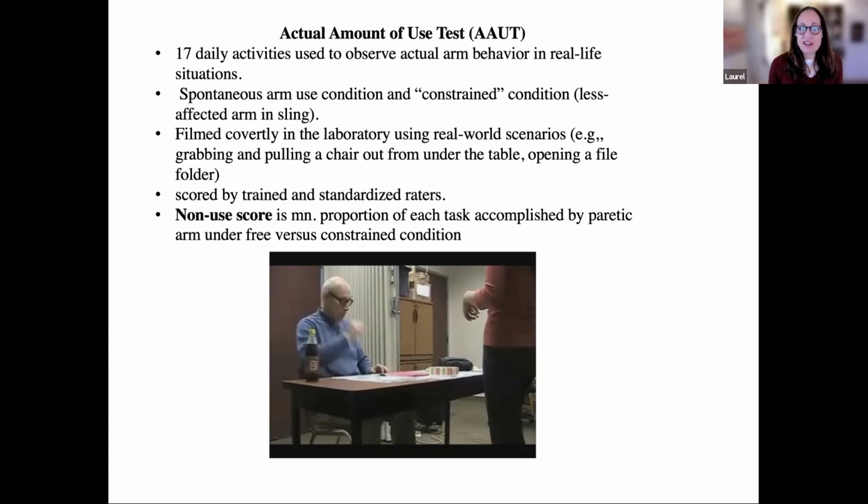So in other words, what we're interested in is, left to their own devices, how do these patients do these tasks? Which arm do they use? Versus when they have to use the affected arm, how much are they able to do? That disparity between use and capacity to use, which we've called use capacity disparity, UCD, is how the non-use score is quantified.